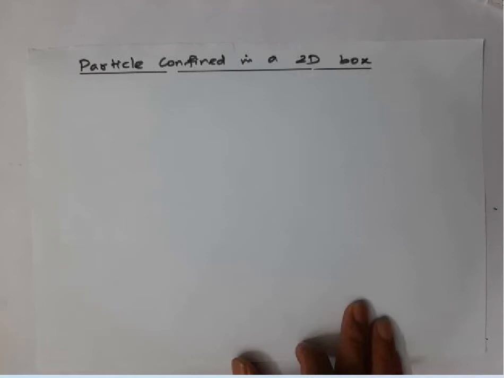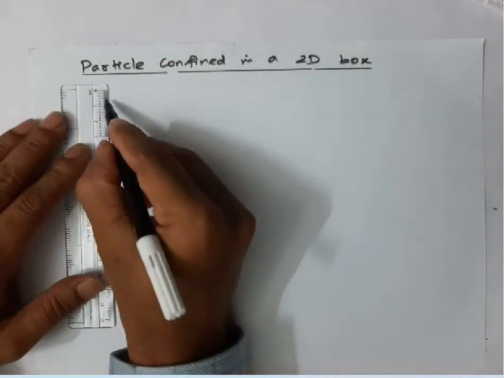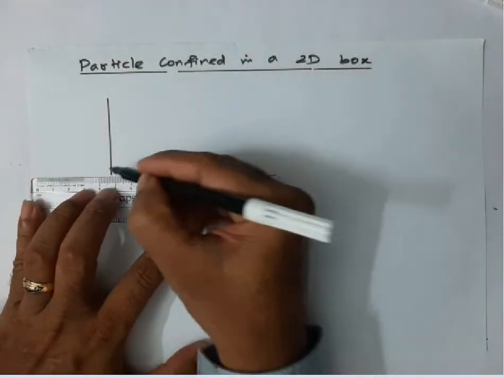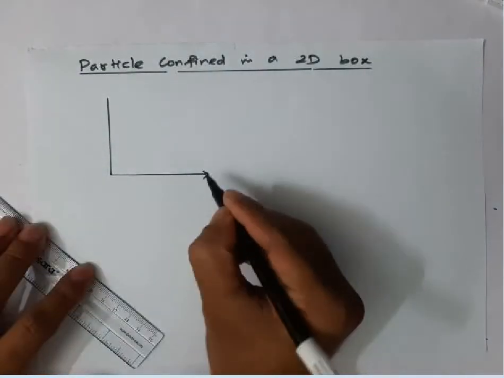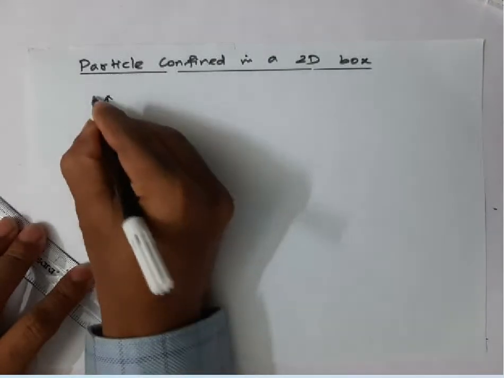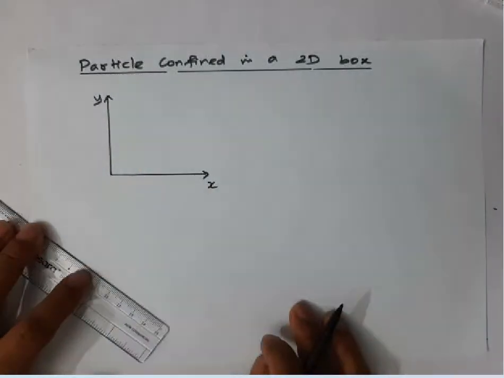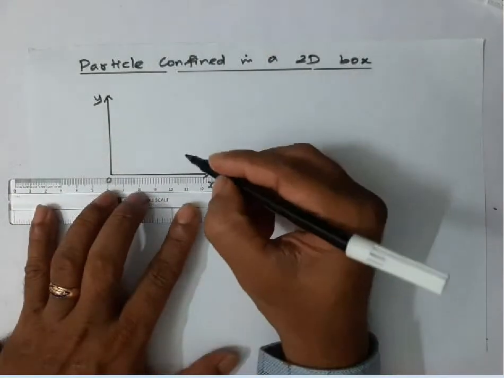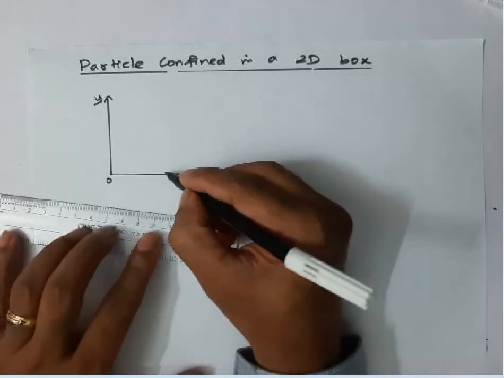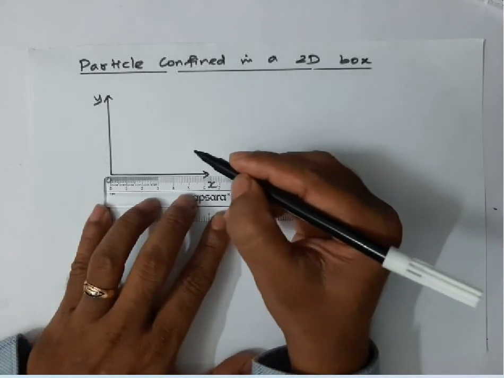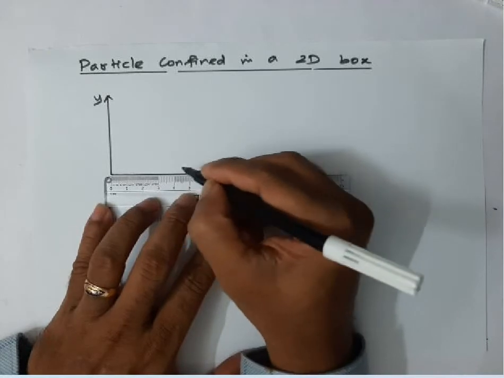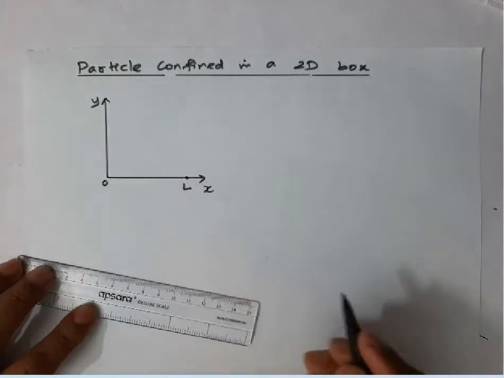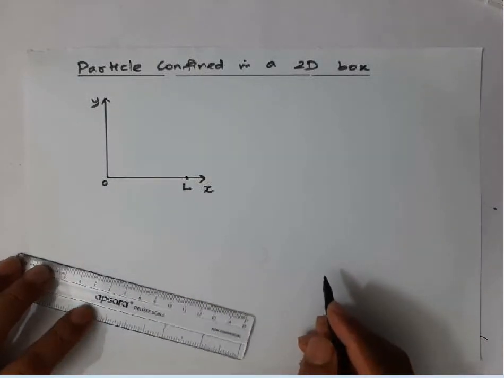So in a 2D box, say a particle moving in a plane. For example, let me consider the particle moving in the XY plane. Particle is moving in the XY plane, and now I am going to make some confinement. So this is the origin. Let us assume that the particle is confined to move up to some length, say L. Particle is confined to move up to a length L, right?